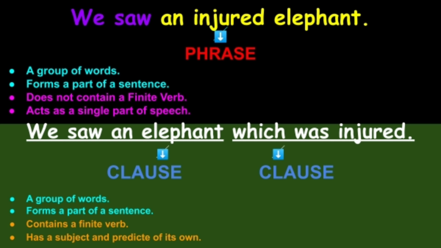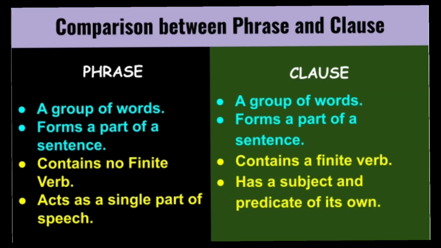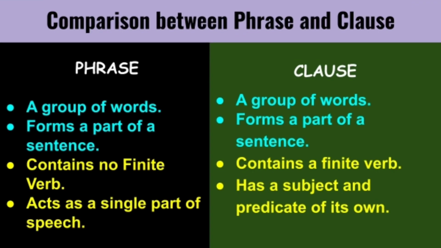So, it is called a phrase. Now, let us compare between phrase and clause. Phrase is a group of words. It forms a part of a sentence. It contains no finite verb, but it acts as a single part of speech.